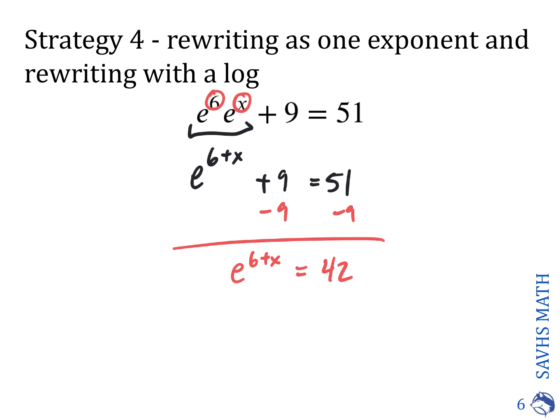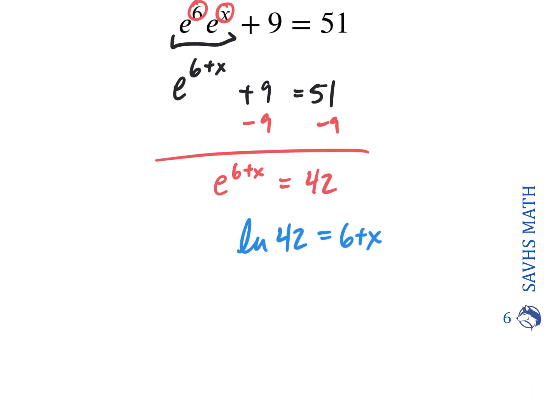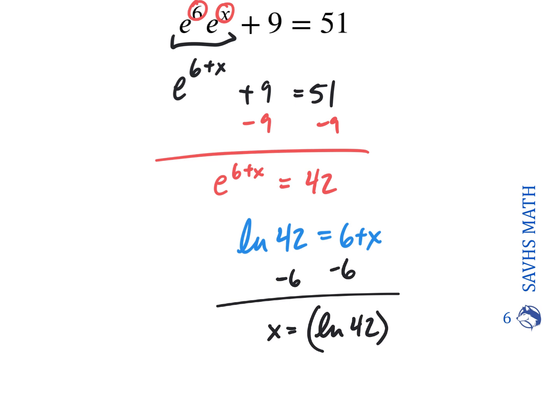I'm going to rewrite with a log. This time I'm going to jump to what I know I need to write when I have log base e, which is ln of 42 equals 6 plus x. The only thing I need to do now to get x by itself is to subtract 6. And so I'm going to rewrite x equals ln of 42 minus 6. That's a calculator problem again because nobody knows what the natural log of 42 is. And when I do that, I get that x is equal to negative 2.2623. So there's my answer.